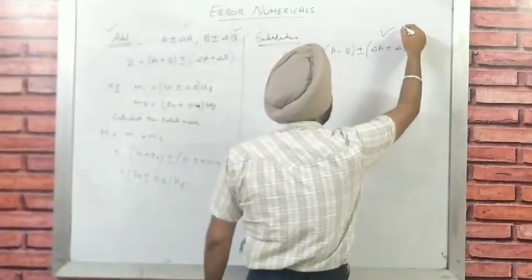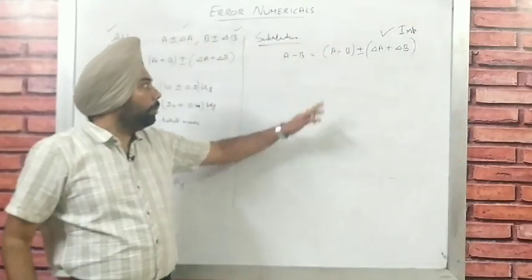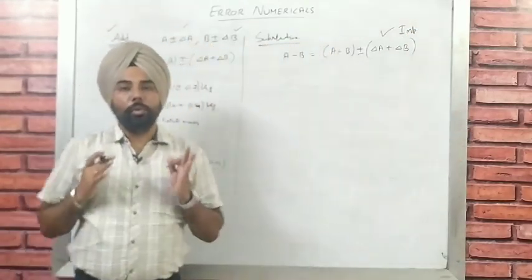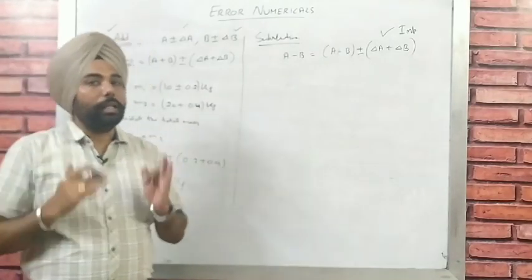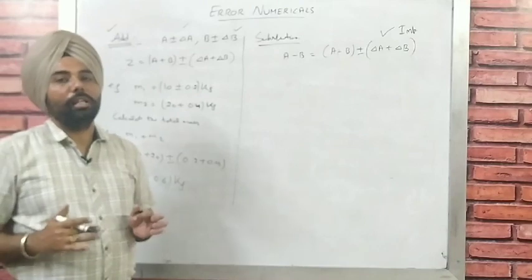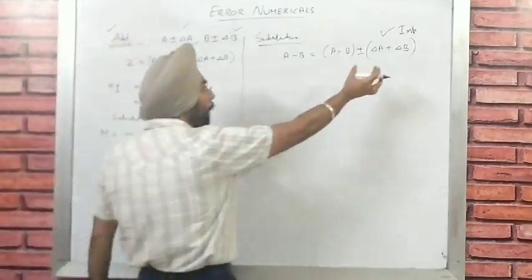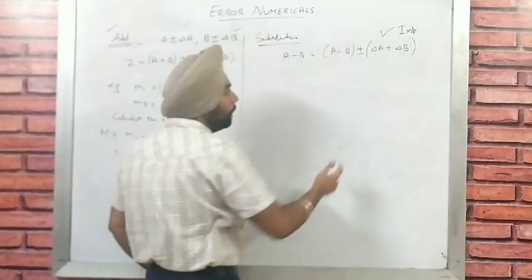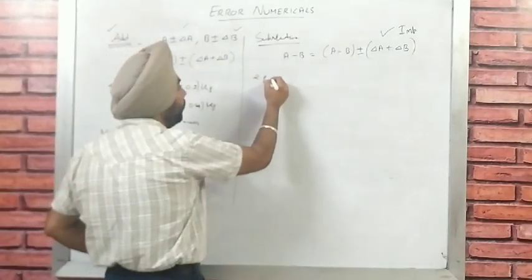Now that thing is important, because you can subtract the true values but you can't subtract the absolute errors, because absolute errors are always going to be added. So that is the main point here. The absolute errors are always going to be added. Let's take a numerical first. So we are going to take a numerical here.